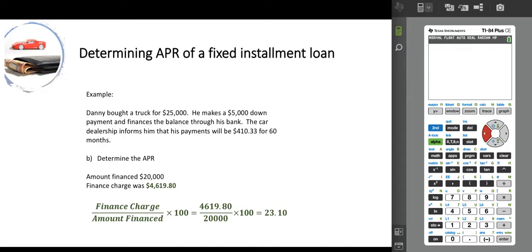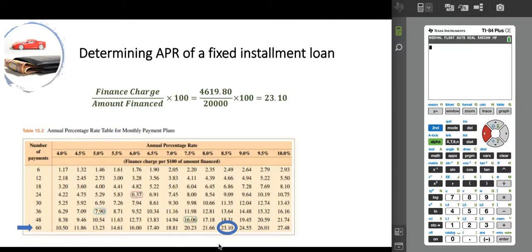So we're working backwards to that chart. So now what we're going to do is look in that chart for $23.10, but we're looking for that in the row of 60 payments. Remember, he's making 60 payments. So the interest rate is 8.5%. That's his APR.